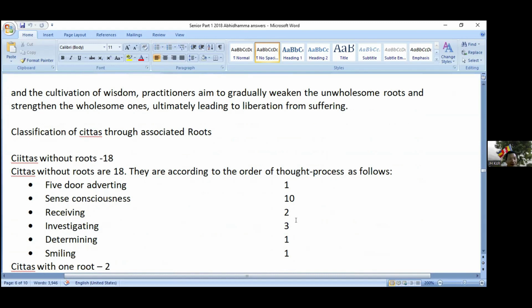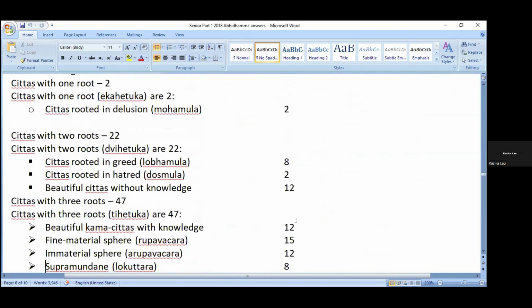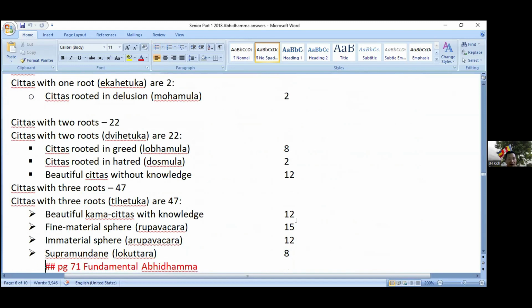But what I'm saying is the three roots one. The three roots is not 47 because it's only 12. The chitta with knowledge, the 12 only, because this is about the sense sphere. You're talking about the first one only, because the first one is actually on the sense sphere. The second one is on the form sphere, and then the immaterial sphere, then the supramundane.